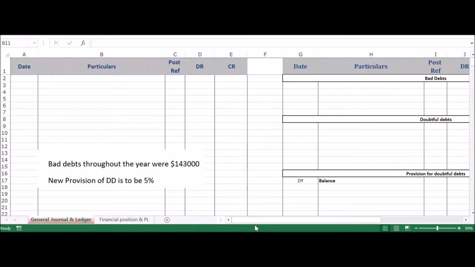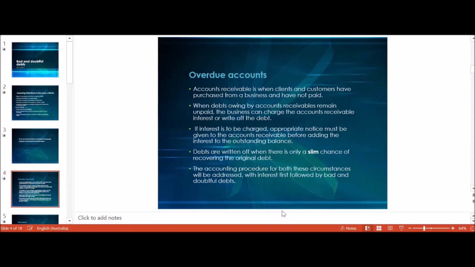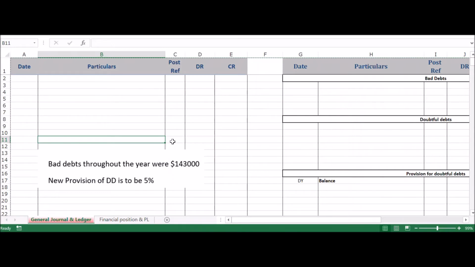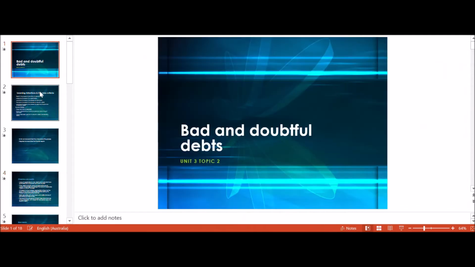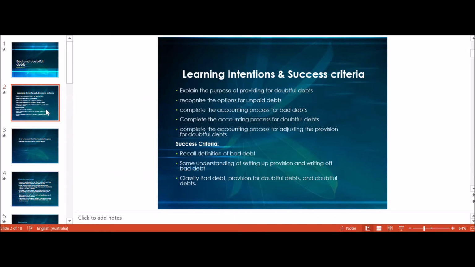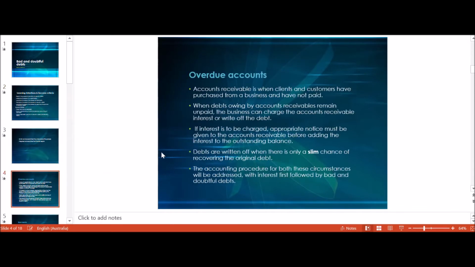Everybody. What I'm going to take you through today is setting up a provision of doubtful debts, as well as all the steps that we need to do. But before we begin and we go any further, we'll just want to look at what bad debts are and how we handle these.